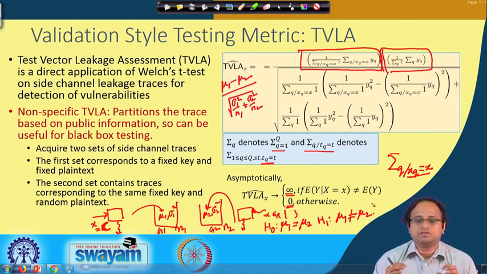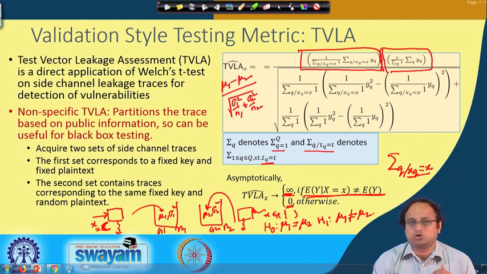Okay. If the TVLA leakage is greater than a specific threshold, then with a specific confidence you reject the null hypothesis, which means you expect that the means are not the same. As you can see, if the TVLA is large, then you would expect that the means are not the same.